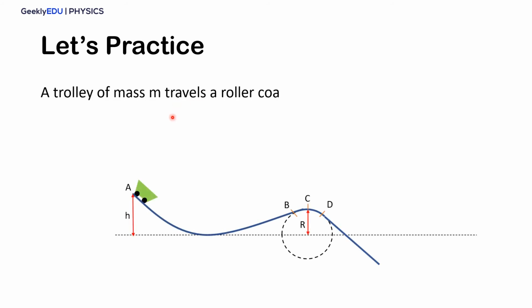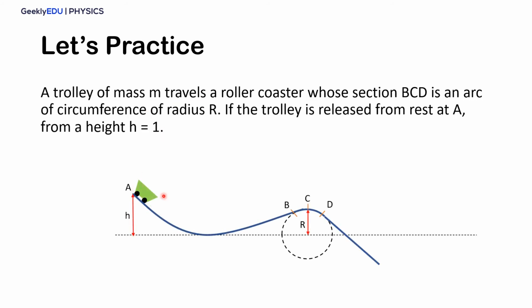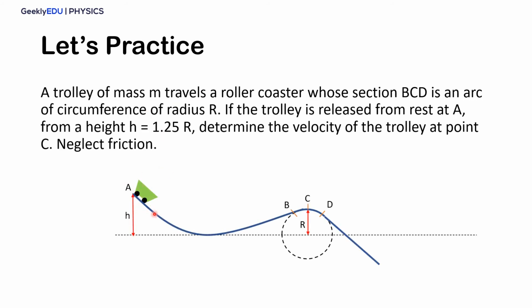Alright, let's practice a little bit now. So we have a trolley of mass m that travels a roller coaster whose sections B, C, D is an arc of circumference of radius r. If the trolley is released from rest at A from a height of 1.25 r, determine the velocity of the trolley at point C. Let's neglect friction for this example.